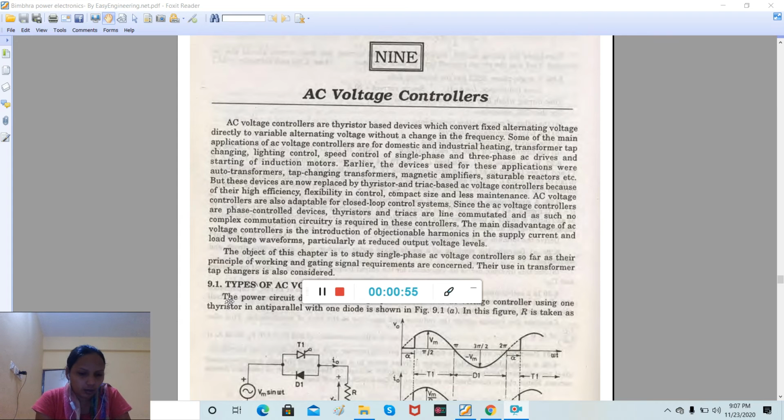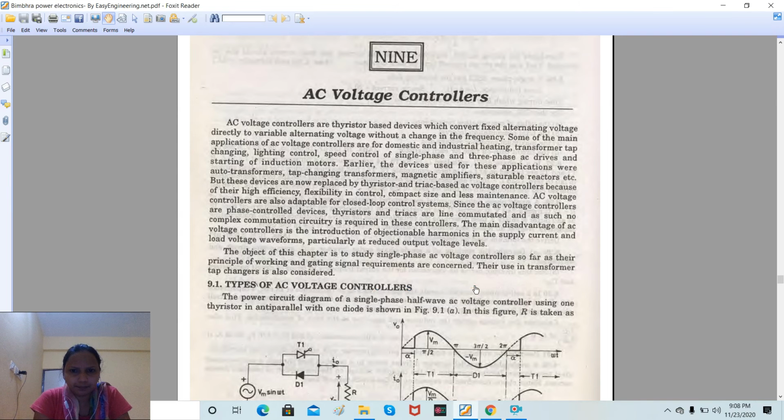Clear? Actually, in the earlier stage, the devices used for these applications were mainly the auto transformer, tap changing transformer, magnetic amplifier, saturable reactors, etc. But these devices are now replaced with thyristor and triac based AC voltage controllers, or AC voltage regulators, because they have higher efficiency, flexibility in control, compact size, and less maintenance. Clear? AC voltage controllers are mainly adaptable for closed loop control systems.